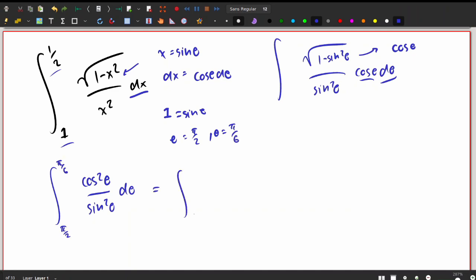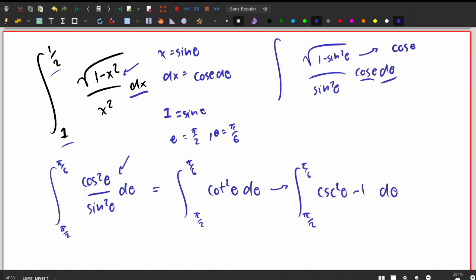Therefore, I'm going to rewrite this as the integral from pi over 2 to pi over 6 of cotan squared theta because it's cos over sine. Now, although there's no elementary antiderivative for cotan squared theta, that doesn't matter because I can rewrite this as the integral, same bounds as always, pi over 2 to pi over 6 of CSC squared theta minus 1 with respect to theta. Remember, it's the same as the other identity where we had secant squared minus 1 is equal to tan squared theta, but all the functions are flipped.